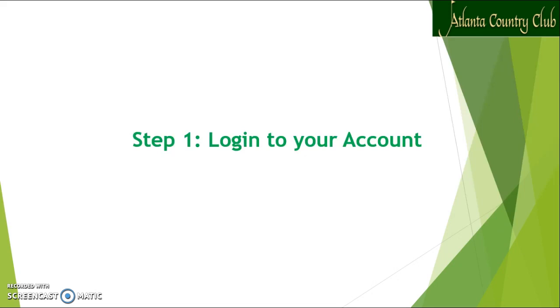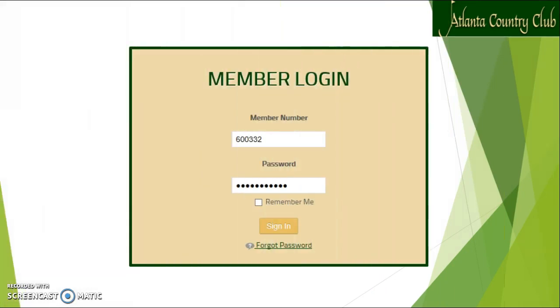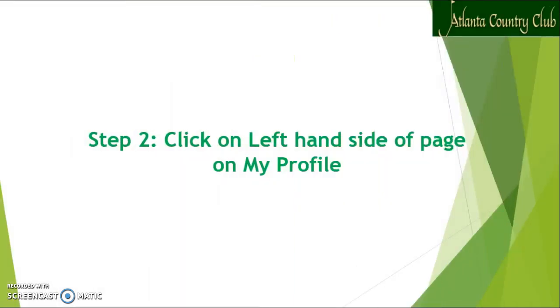Firstly, we are going to log you into your Atlanta Country Club website. That would be step one. So you would put in your member number in the box below where it says member number, and then below that you would enter your password, click on the sign in button, and it will take you to your website.